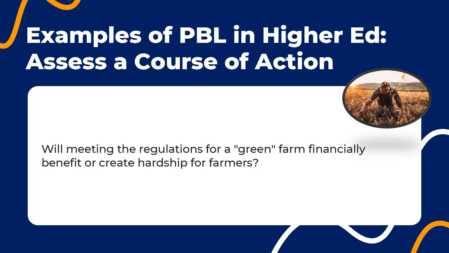Students may be tasked with assessing a course of action and determining its effectiveness. This method may be done as part of a proposal to recommend a course of action or just as an objective determination of whether a course of action is viable. An example for an environmental science course may be to determine if meeting the regulations for a green farm will financially benefit or create hardship for farmers.